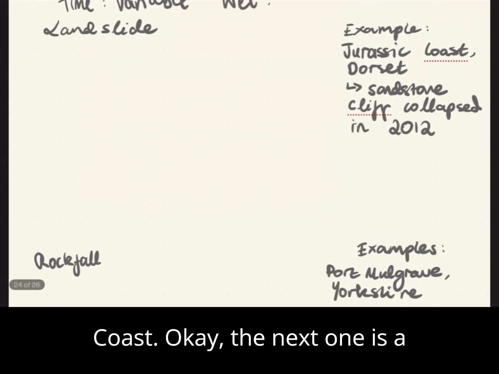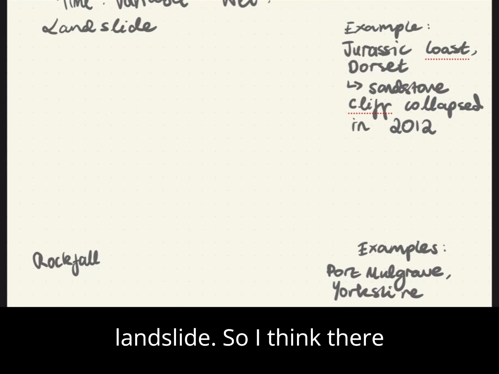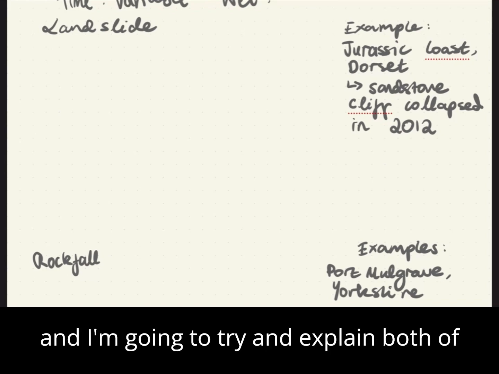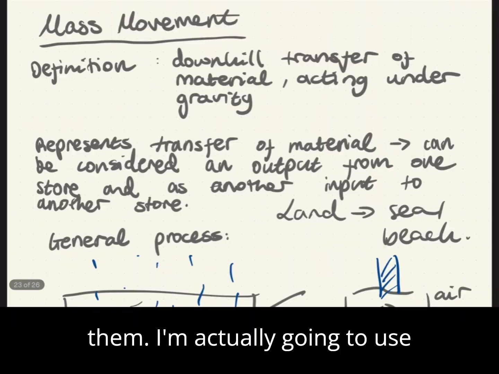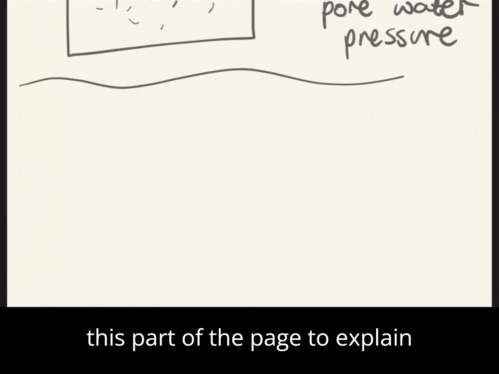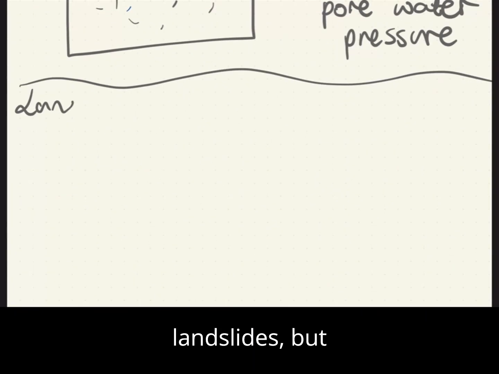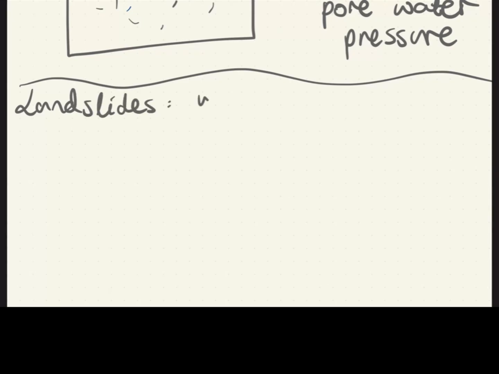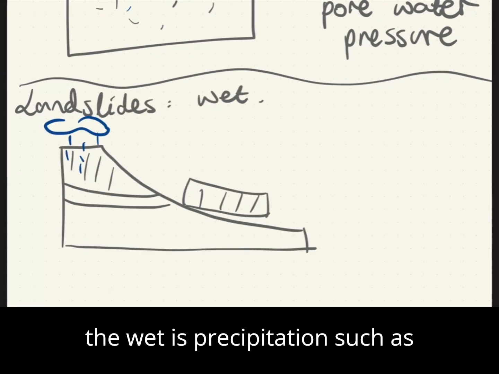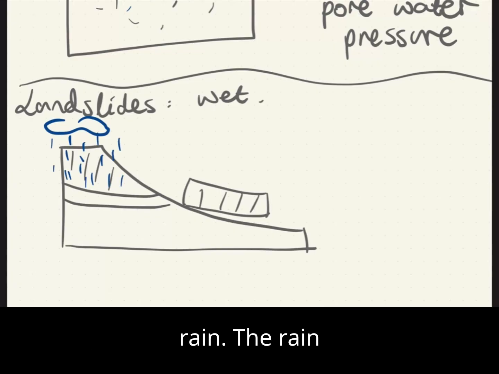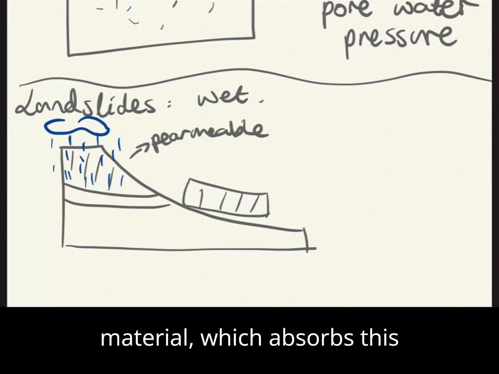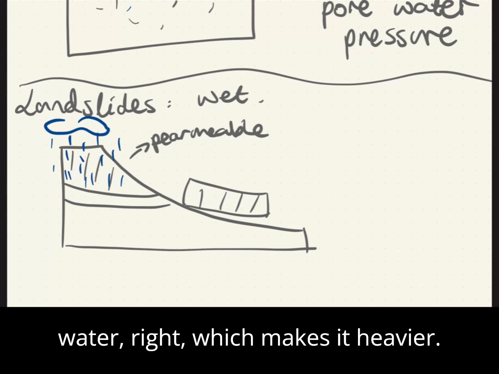Okay, the next one is a landslide. So I think there are two different types of landslides, and I'm going to try and explain both of them. I'm actually going to use this art page to explain landslides, but for wet, it is precipitation such as rain. The rain enters the permeable soil or material, which absorbs this water, which makes it heavier.